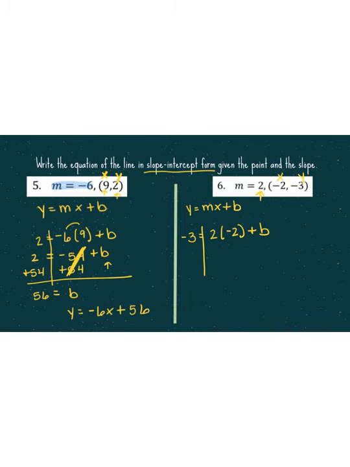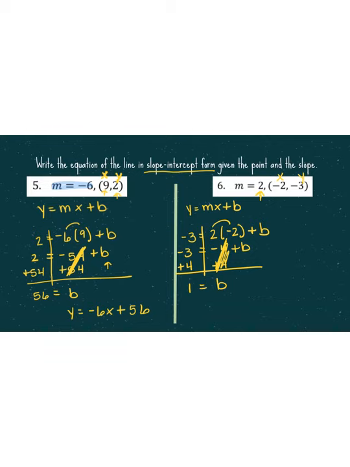Okay, and now we're going to solve. 2 times negative 2 gives me a negative 4, and I still have plus b, and I still have negative 3 on that side. To get rid of your negative 4 and get b all by itself, you're going to plus 4 on the right side. If you add 4 to the right side, you have to add 4 to the left side. So negative 3 plus 4 is 1, so 1 equals, those 4's are gone, so 1 equals b.